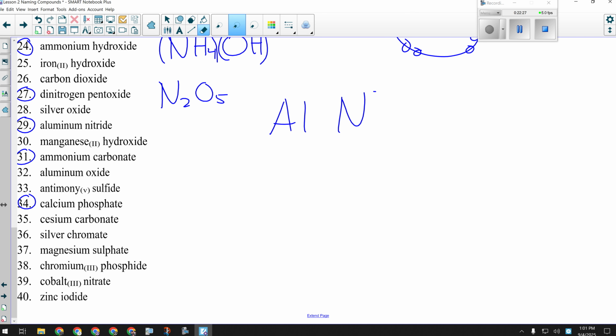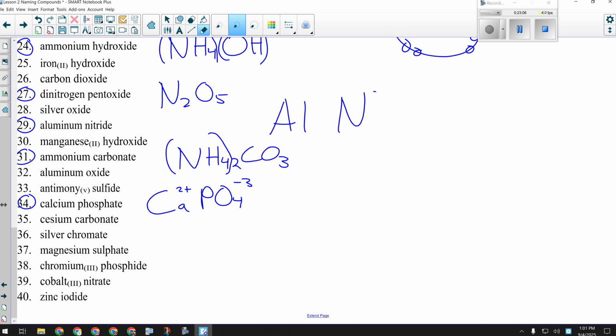Number 31, ammonium carbonate. Ionic or molecular? Ionic. That's another one of those ones. This has got 2 polyatomic ions. NH4 with a charge of +1, and carbonate, CO3 with a charge of -2. Okay, the 1 would go there, the 2 goes here, and I enclose that in brackets. And the last one, calcium phosphate, ionic or molecular? Ionic, calcium's a metal. So Ca, 2+, phosphate, PO4, that's a -3. Okay, drop and swap.